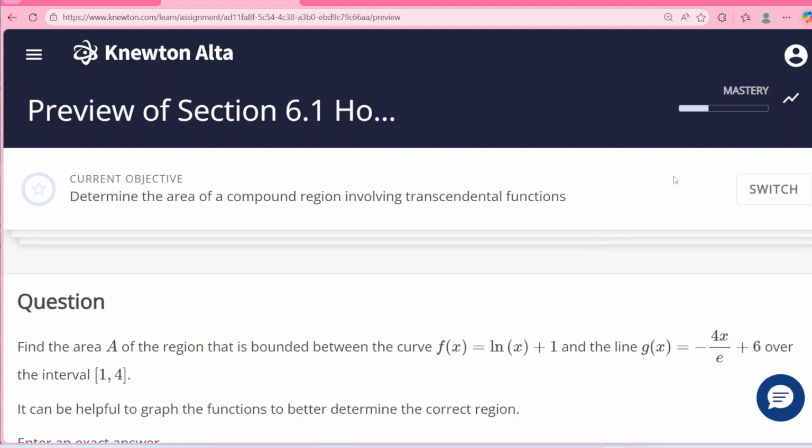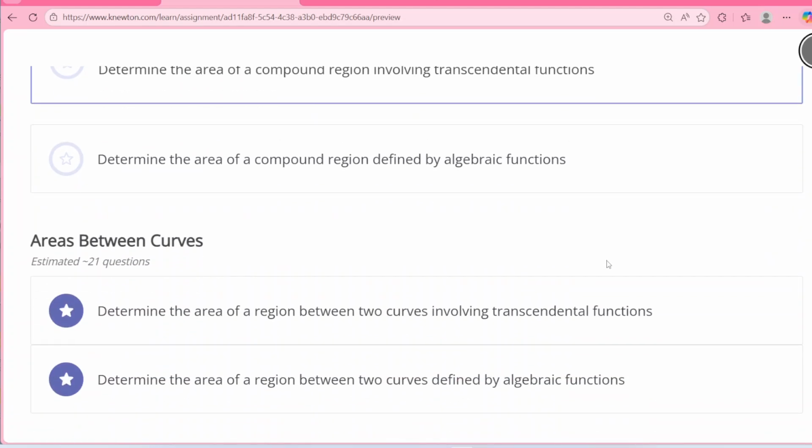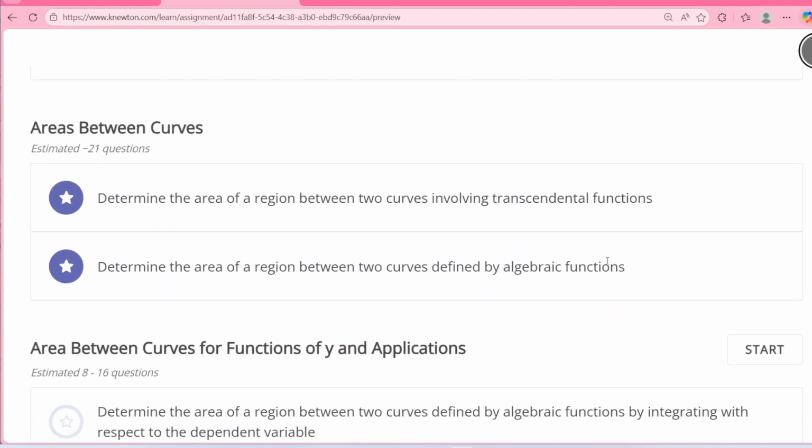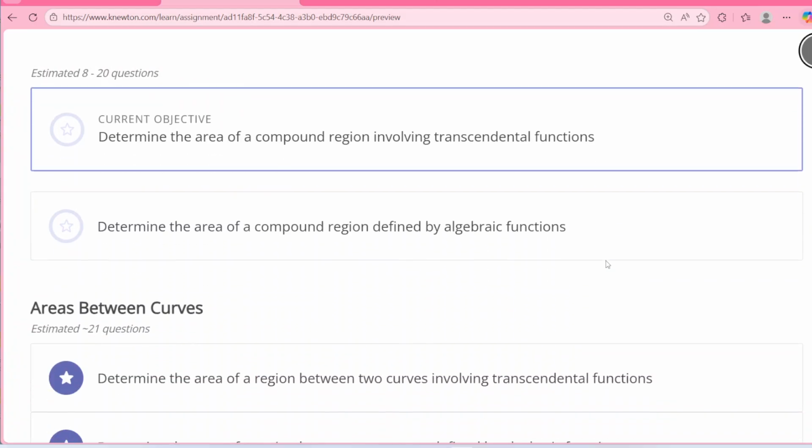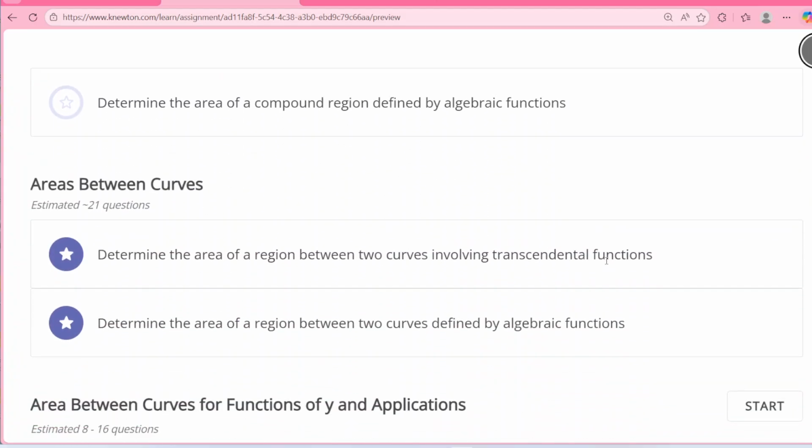Okay, so now we're into another heading. Those first two objectives were just the area between curves. So now we're in this heading, the area of compound regions. In the first two objectives, for every single region we were finding the area of, the curve on top and the curve on bottom never changed. It was always the same curve on top and the same curve on bottom.